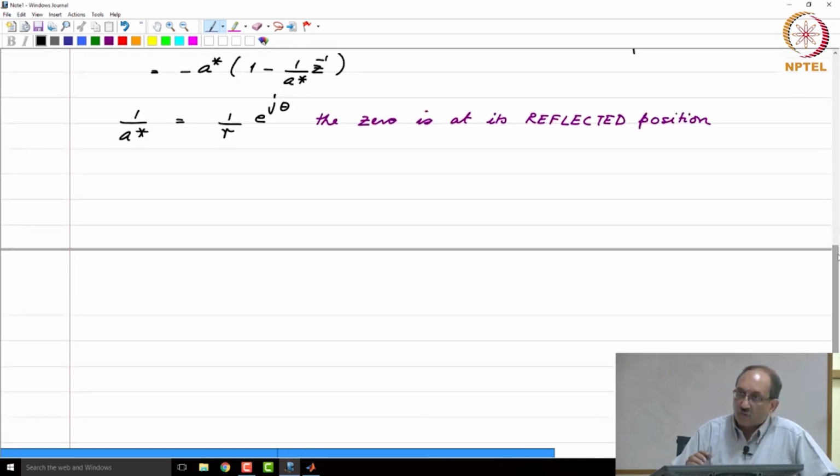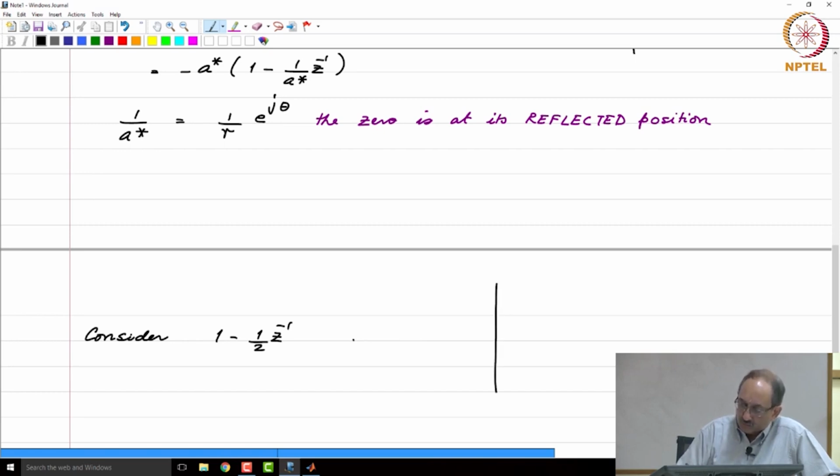Now, to get a feel for this, let us consider a numerical example to illustrate this. So, suppose you had 1 minus half z inverse. So, this is similar to 1 minus a z inverse with a being half, and we have seen the phase response of this.